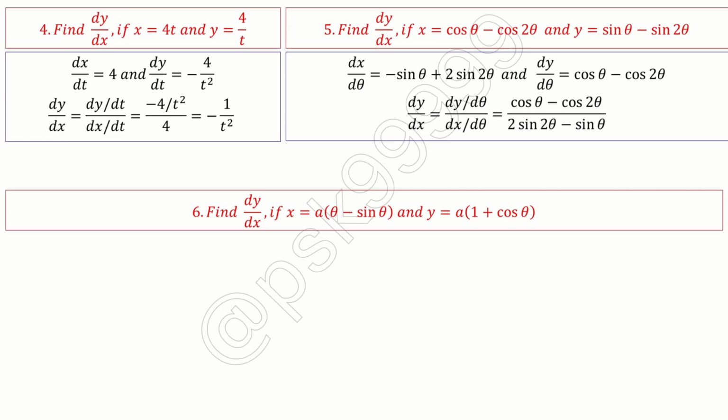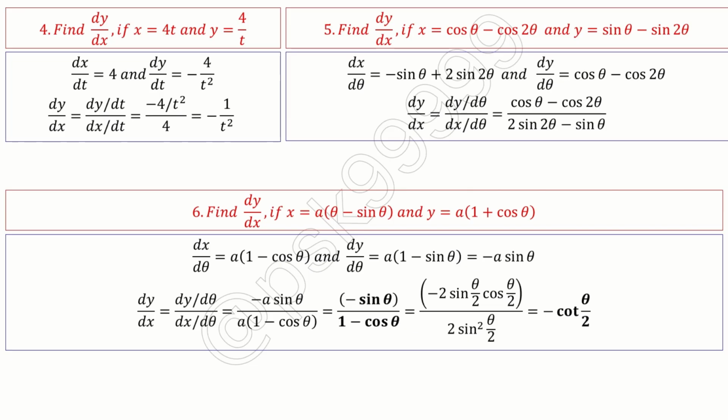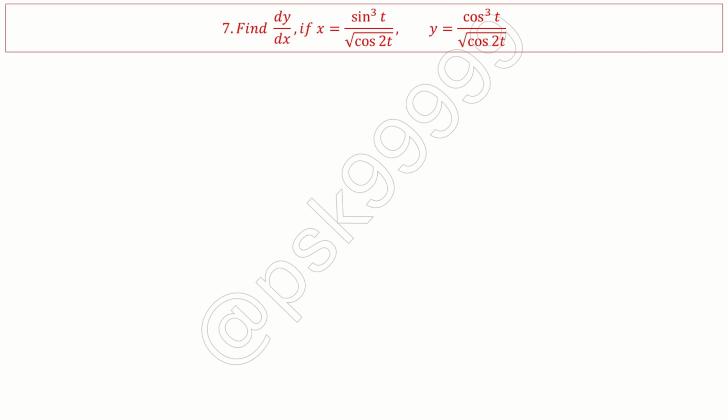Now x equals a times theta minus sin theta, y equals a times 1 plus cos theta, which is very similar. You will individually do dx by d theta and dy by d theta. Then dy by dx you will get, which you can leave as is, but if you simplify further, this is what you will get: minus cot theta by 2. Okay, next.